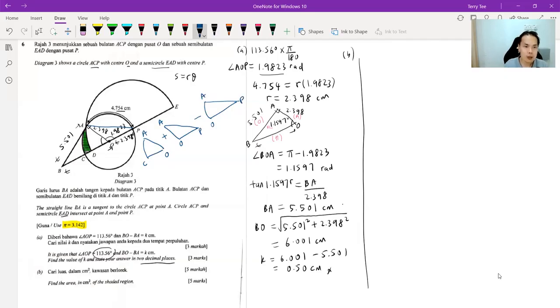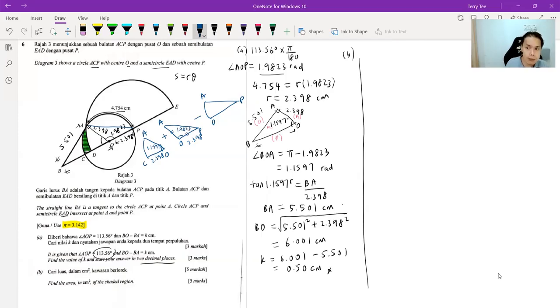This is your ADP. Okay, your ACO is not a problem because we already know this angle. This angle over here is angle BOA, right? It is 1.1597, and we know the radius is the same as 2.398, right? So we got all the information we need to find the area of this sector. But for this triangle, we know that these two are equal length, right? It's isosceles, 2.398, right? We know this angle here, which is from the beginning, 1.9823.